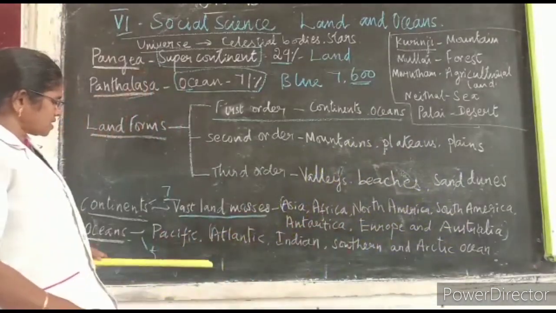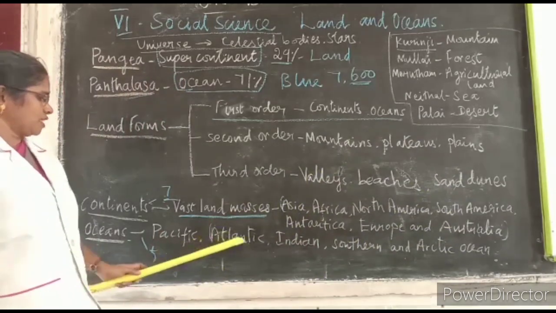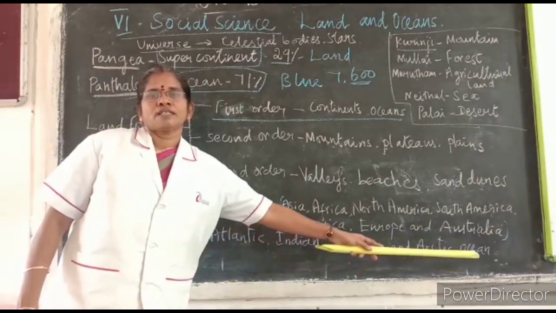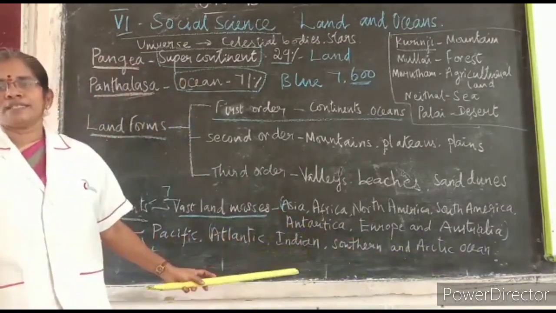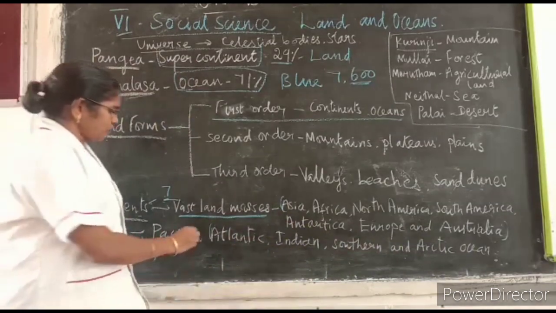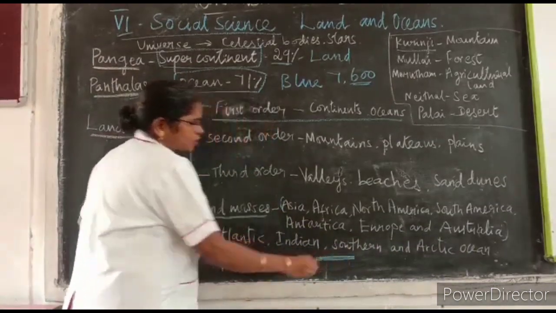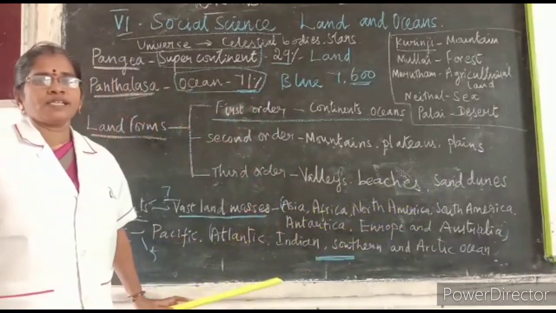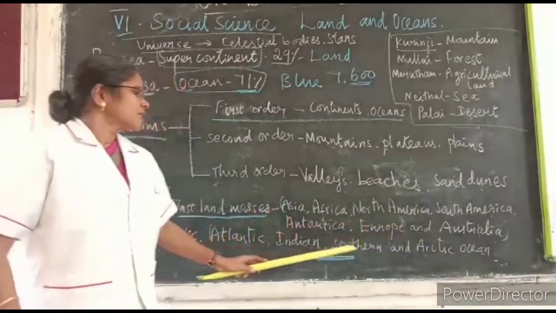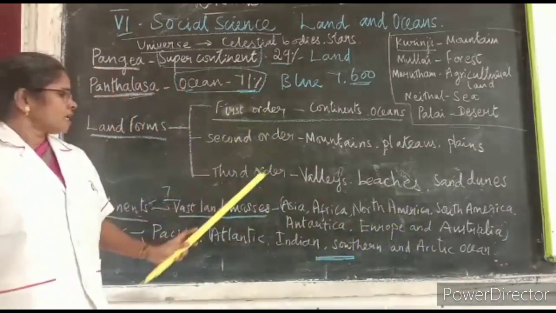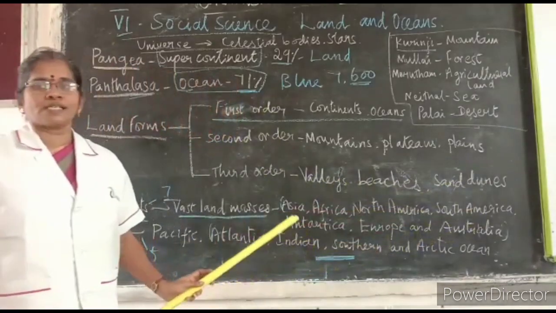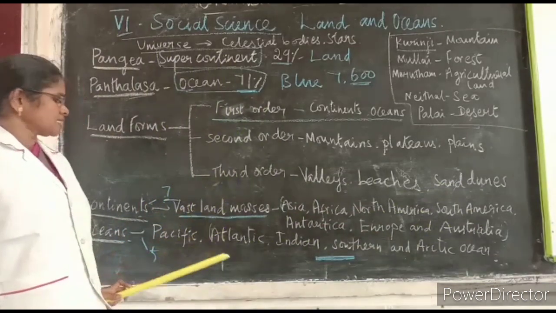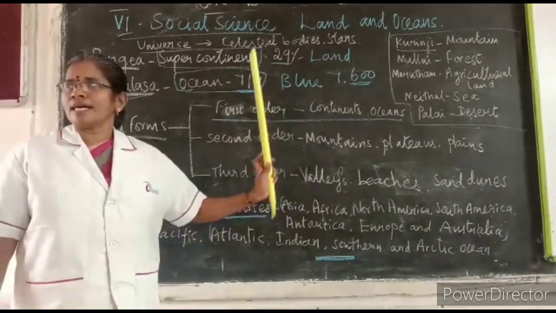Now coming to oceans, there are 5 oceans: Pacific Ocean, Atlantic Ocean, Indian Ocean, Southern Ocean and Arctic Ocean. These are all the 5 oceans present on the earth. If you take the percentage, all the 5 oceans cover 71% of the area, and all the land masses are 29%. So mountains, continents and oceans will come under first order classification.